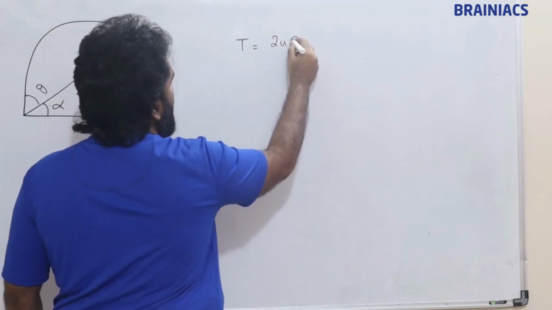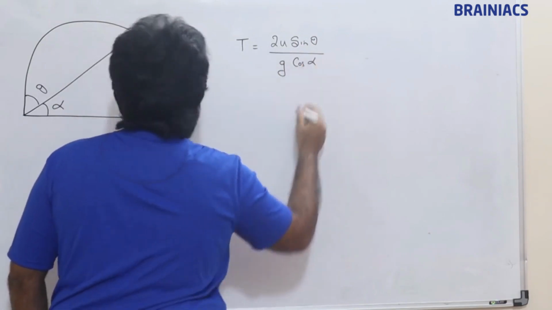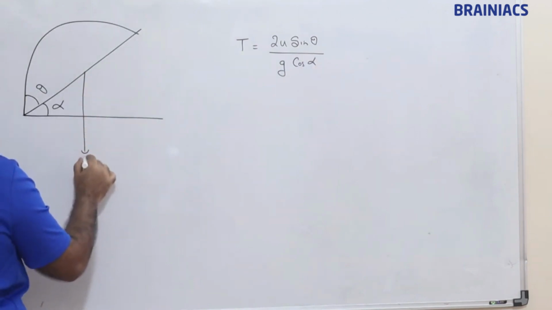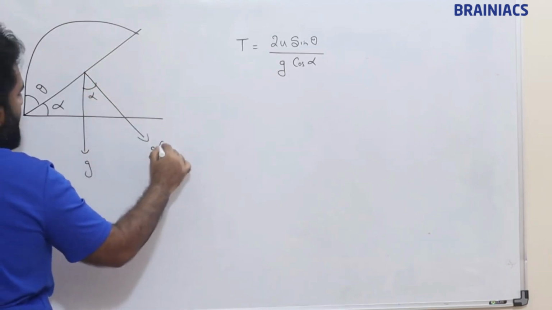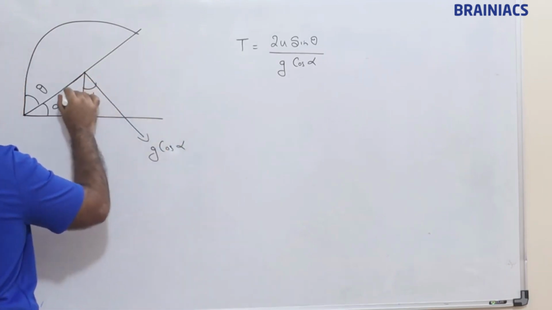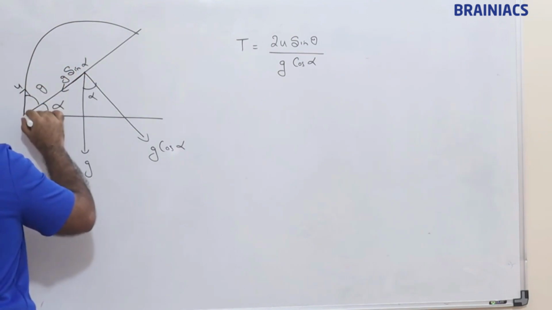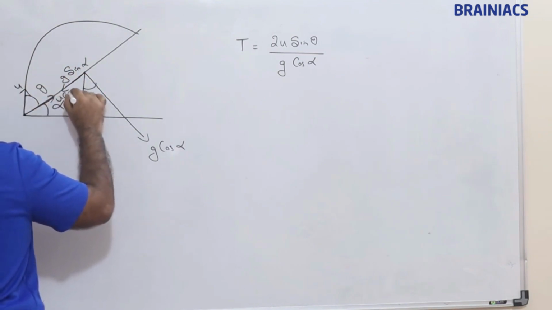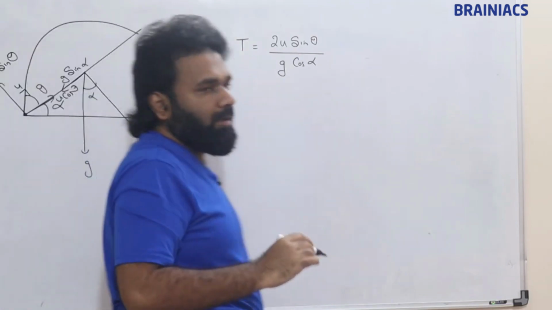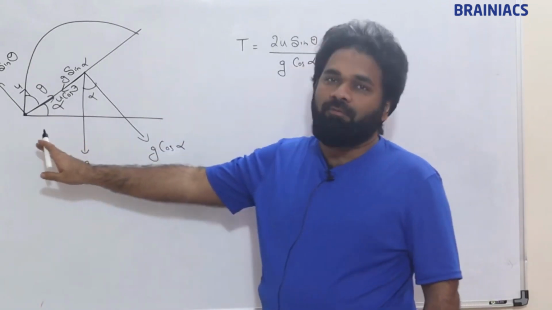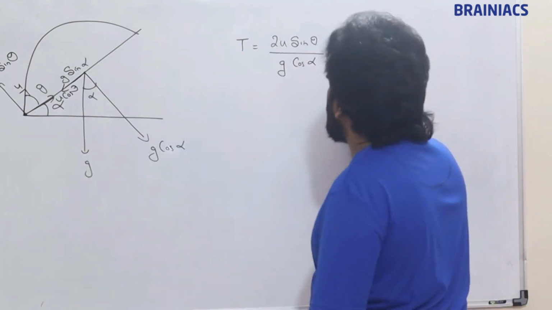So 2u sine theta divided by g cos alpha. So why cos alpha? If g is acting in this direction, and this is alpha, then this is g cos alpha, and this is going to be g sine alpha. If this is u, this is going to be u cos theta, and this is u sine theta. Okay, hope all this information is clear.